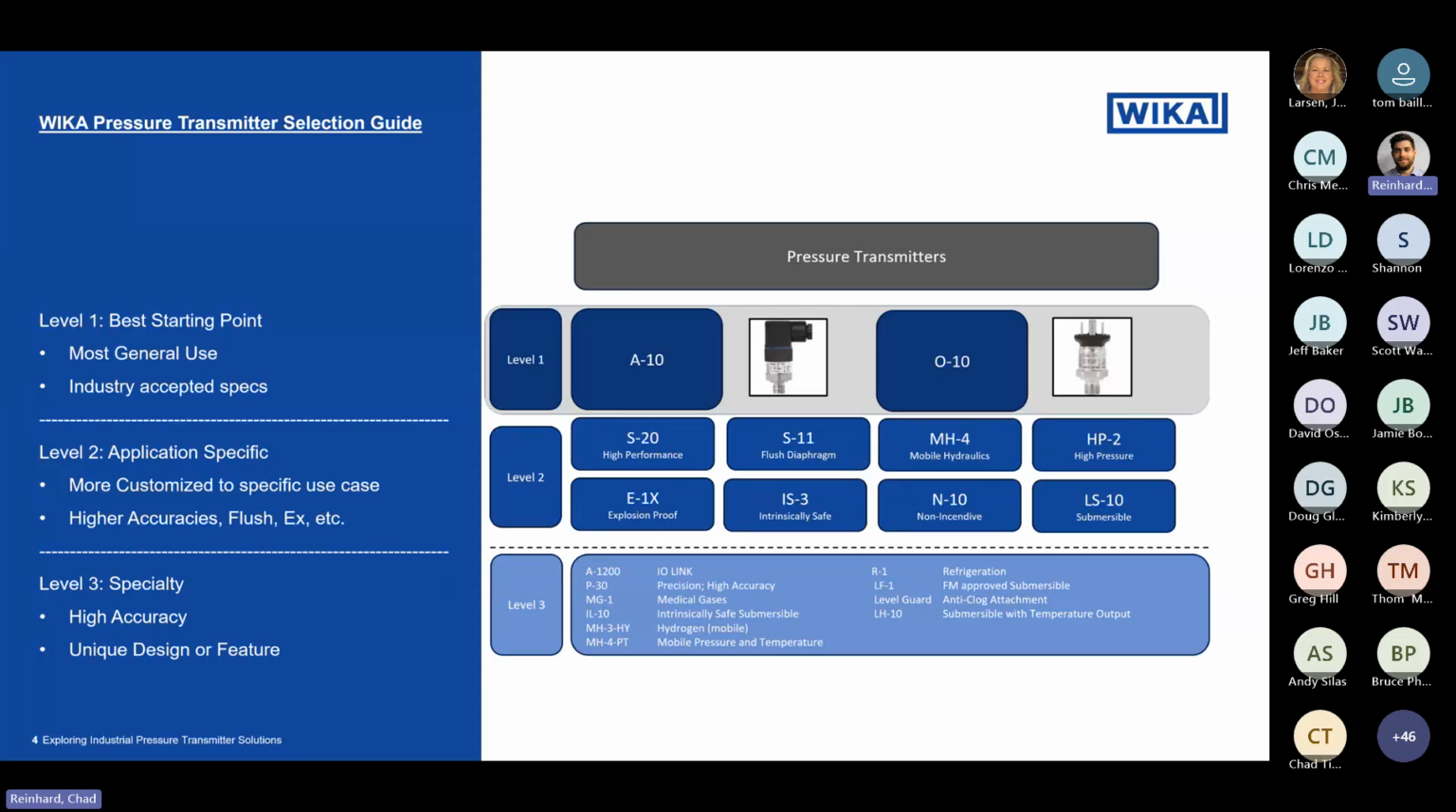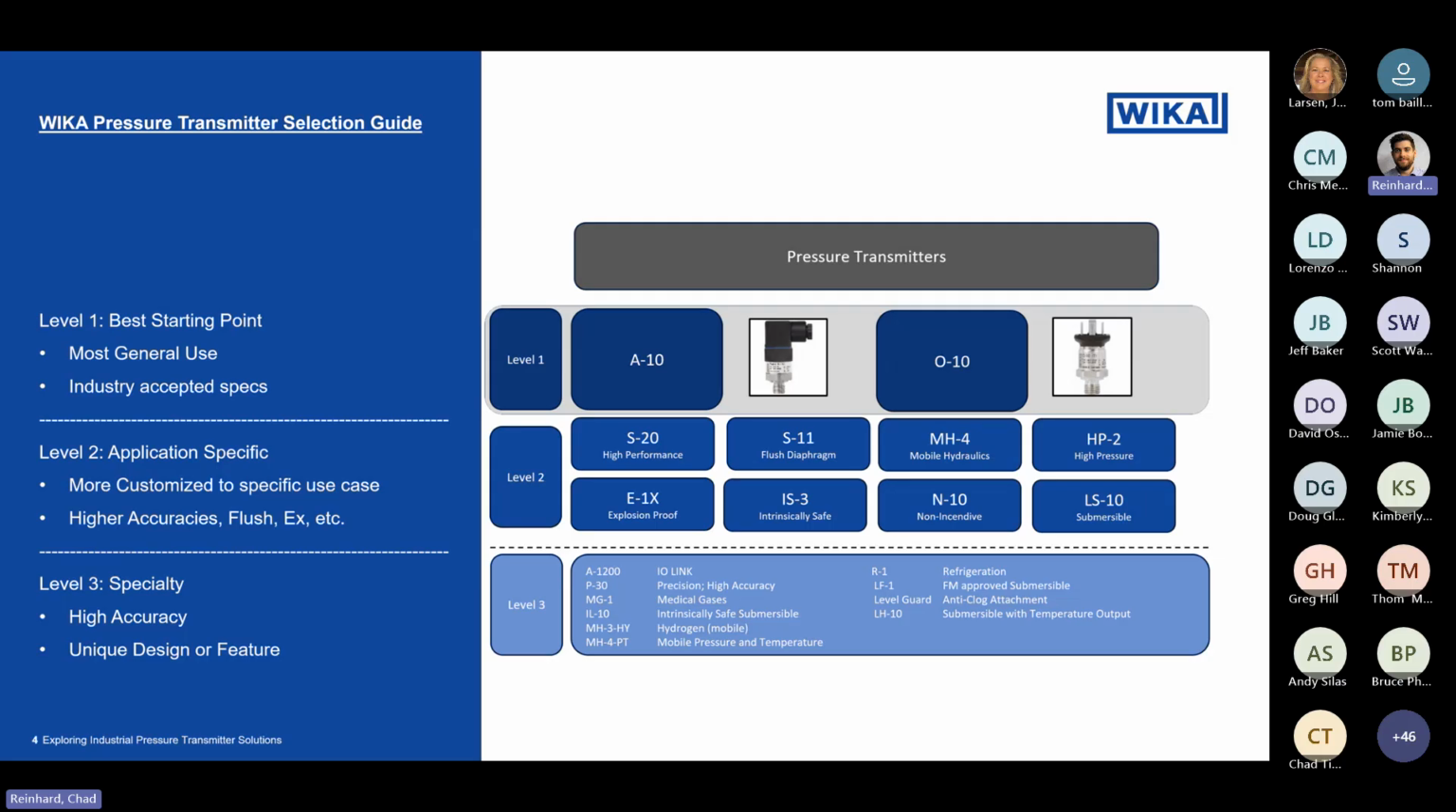Starting with level 1, A10 is the most common transmitter that you'll run into here at WIKA. It comes in 2 different accuracies, 0.5% and 1/4%. Like I said, very general use. We'll touch on some applications later, but think hydraulic, pneumatic, the most common industrial applications that you could think of. Lots of different process and electrical connections. It's the first sensor that you think of when you turn to WIKA; 7 times out of 10 it's probably going to be an A10.